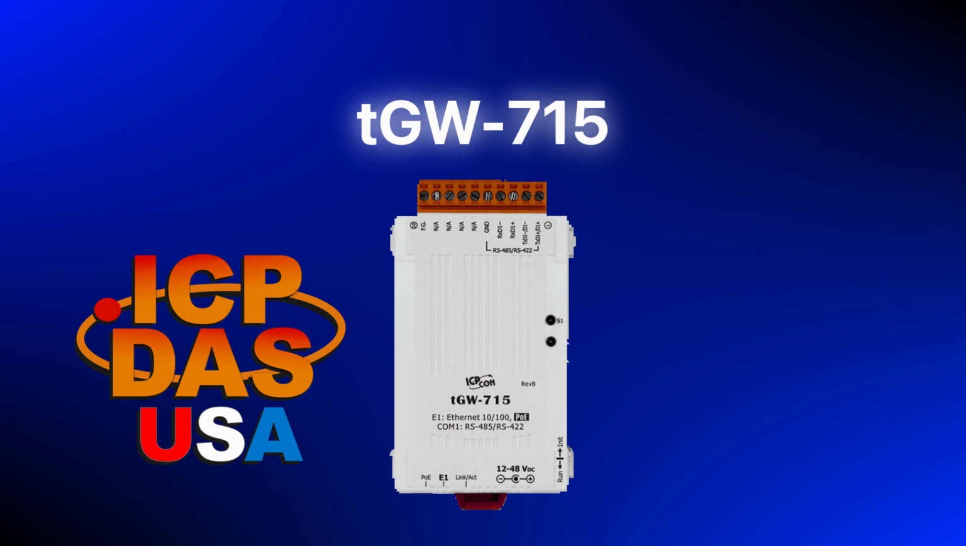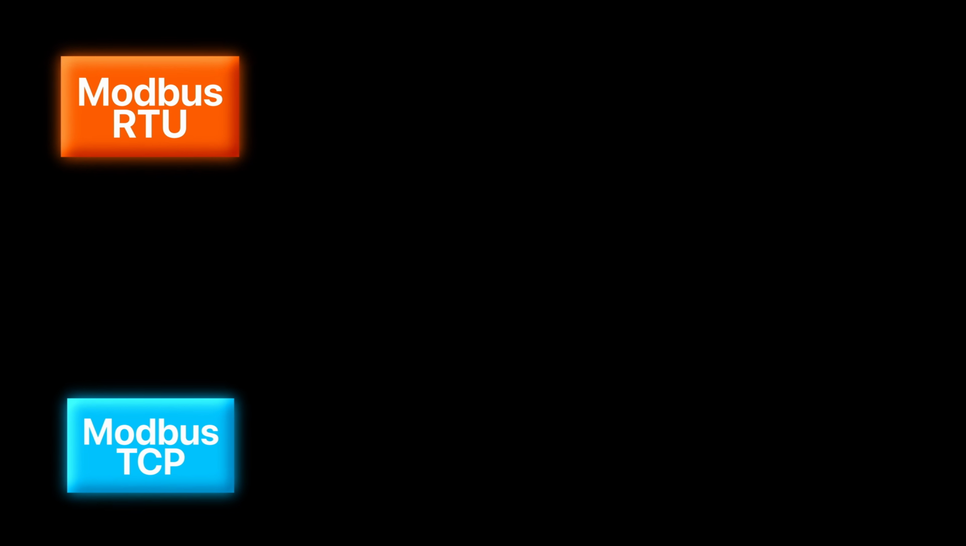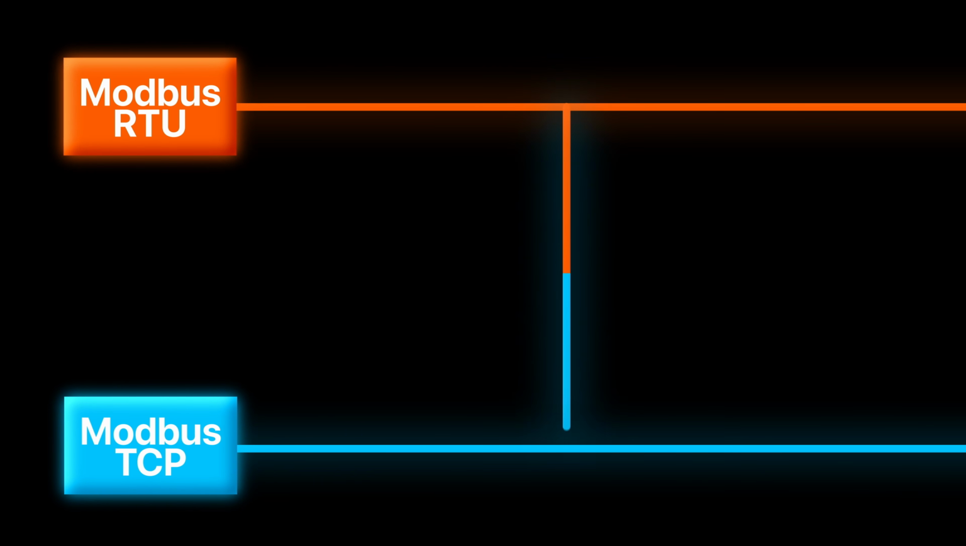And that's where having a gateway becomes really important, like the ICP-USA TGW715. The TGW715 connects a Modbus RTU network directly to a Modbus TCP network, so both sides communicate cleanly without replacing any existing hardware.